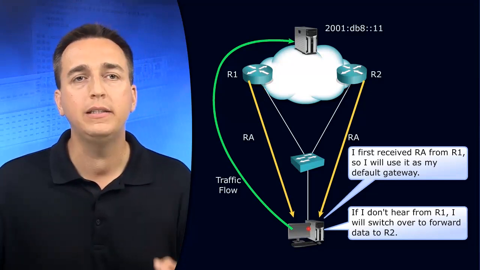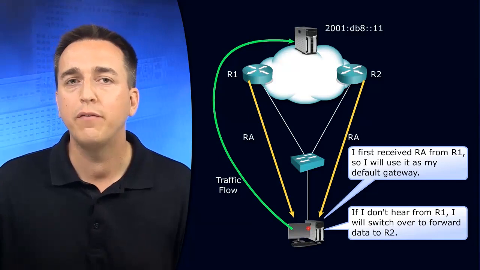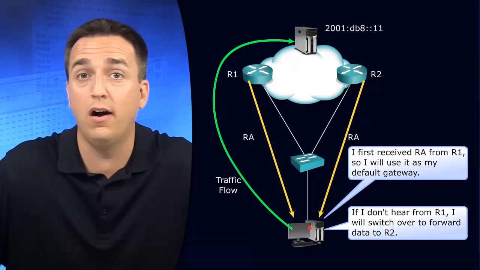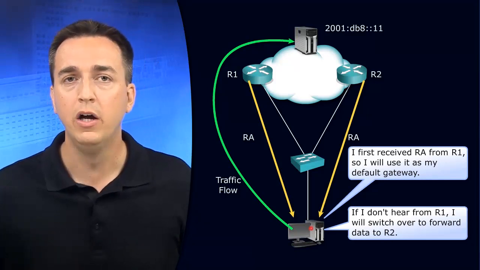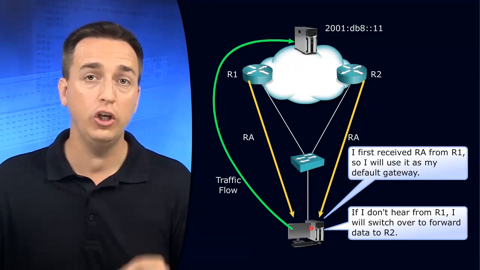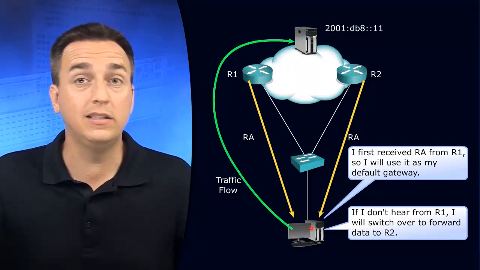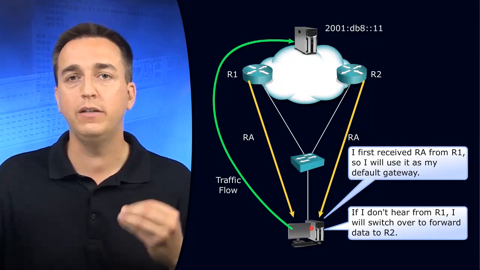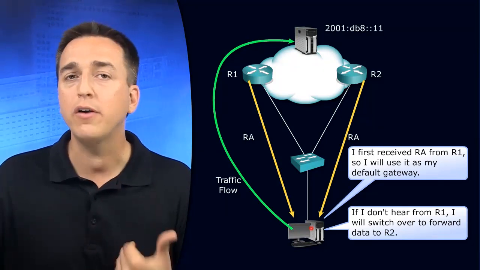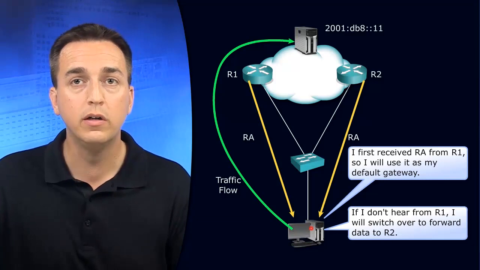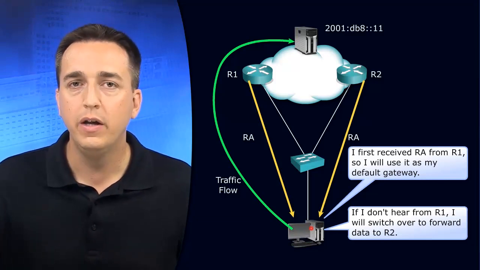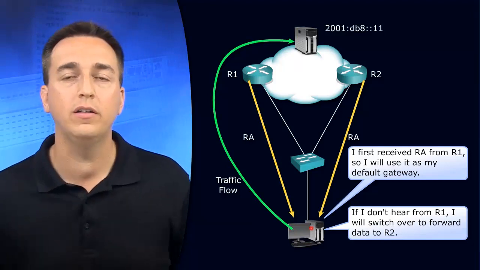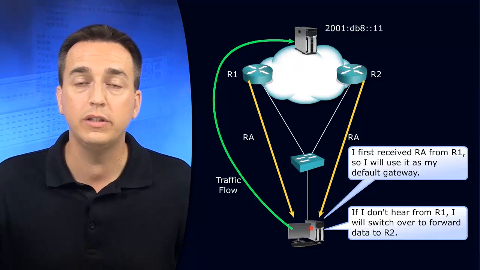However, the PC has received the router advertisement from R1 first. So it was essentially a race. R1's RA made it to the PC first. So the PC is stipulating that it's going to use R1 as its default gateway. Since it's using R1 as its default gateway, the router advertisement from R2 will not be discarded. The PC will make note that there is another default gateway that's possible, and that is using R2's address.